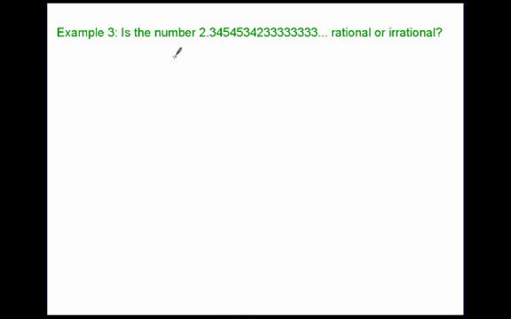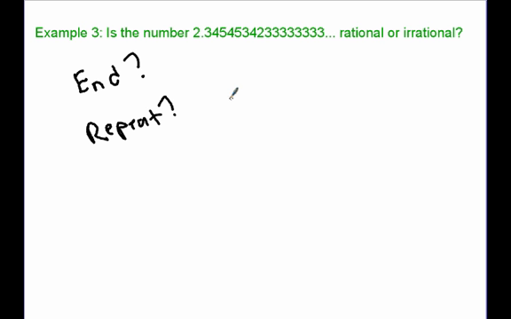We've got, is the number 2.34534233333... rational or irrational? All right, so for a problem like this, we need to ask ourselves two questions. First question is, does it end? Second question is, does it repeat? All right. If either one of these is true, then it's rational. In order for this to be irrational, both of these have to be false, okay? It has to both not end and not repeat. So if either one of these is true, then it's a rational number.